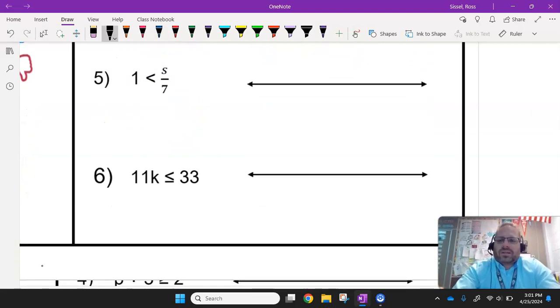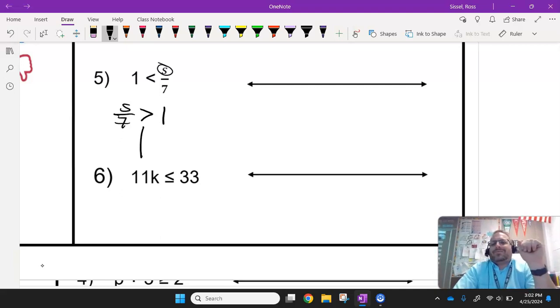Okay, once again, I notice right away my variable's on the right side. So I'm going to flip everything. So I'm going to put s over 7. Flip the inequality so it's open towards the s over 7 and put the 1 on the other side. Alright, I'm starting to show my work. How would you solve for s?